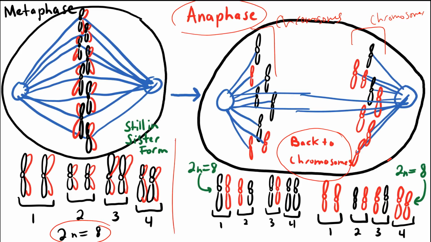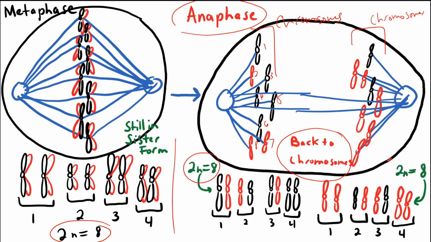That means 8 chromosomes per cell. You can see here that the 2n is still going to be 8. Now we've actually separated those chromosomes. 1, 2, 3, 4, 5, 6, 7, and 8.